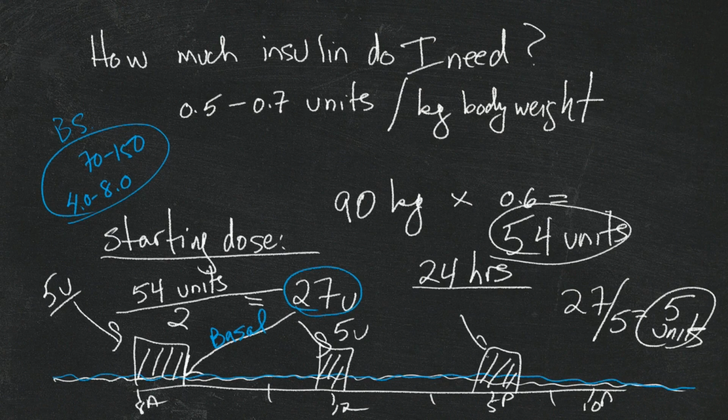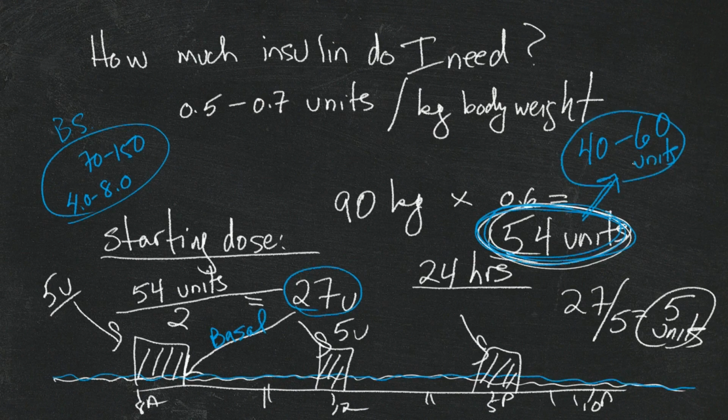That'll cover him. And he'll have some extra units available for snacks and that kind of stuff. At the end of the day, the 54 units is what I'm going to use to keep me going on a daily basis. Now, that usually ends up being something of a range. So, for instance, I usually use anywhere between 40 to 60 units per day. And I know that from doing a lot of work and a lot of blood sugars and stuff like that. You'll know that too.